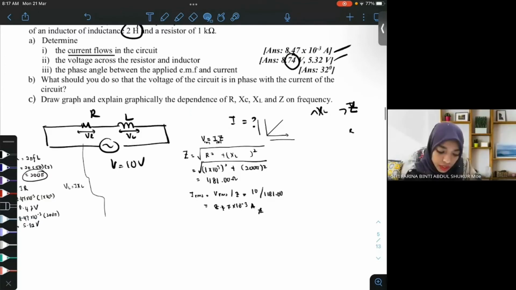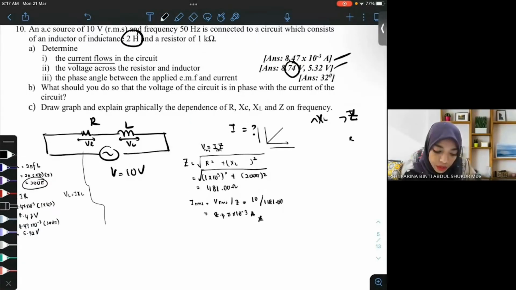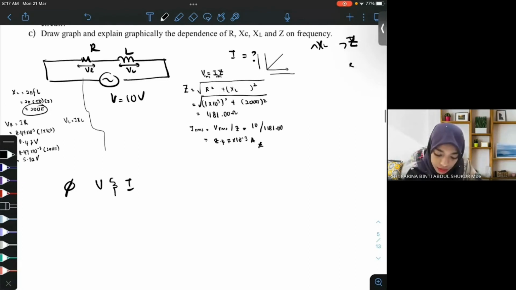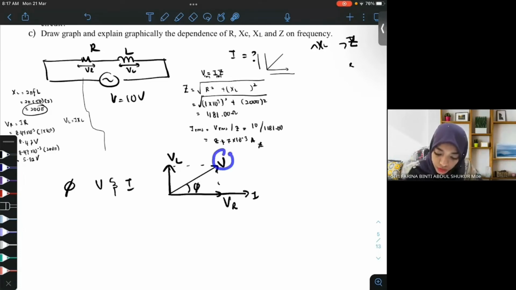Okay, so for our next question, the phase angle between the applied EMF and current. Dia minta phase angle, maksudnya dia nak theta dekat sini between V dan juga I. Maksudnya, bila kamu lukis phasor diagram, ini adalah VL, VR, kita ada I, dan kita akan ada V net kita, which is going to sit somewhere here. So this is your V here. So the question now wants to know the phase angle between this V and this I. Betul lah? Sebab angle yang kita dapat ni antara V dengan I.